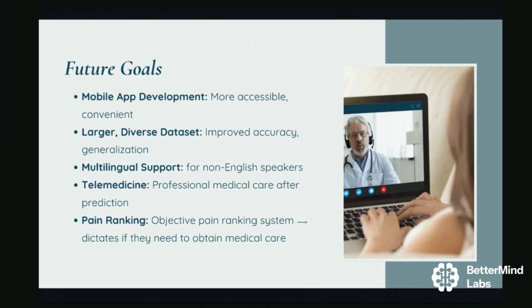And for the medical care aspect, I was thinking of applying telemedicine. That involves professional medical care after the prediction. Either that could be scheduling online visits by coordinating with nearby hospital organizations, or providing an address to nearby hospital organizations that could better help the patient. And that sums up our presentation on NeuroPredict.